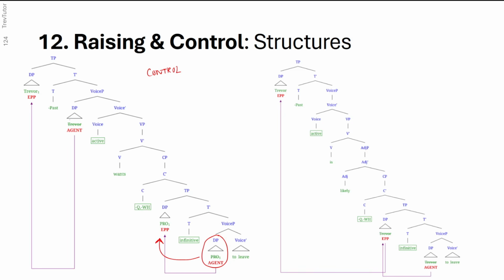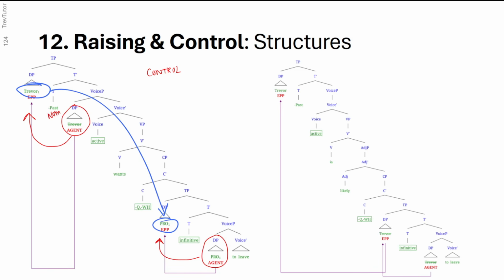Then Trevor is going to be the agent of wants, so it's going to generate under voice P in the higher CP, and then it's going to move to the specifier of TP for EPP purposes, and also to check nominative case with T. So we say this is a control verb because Trevor, the referent, is controlling what the Big Pro refers to.